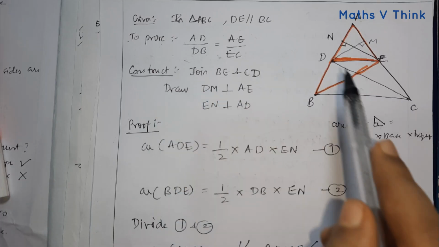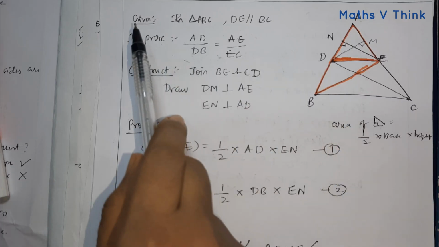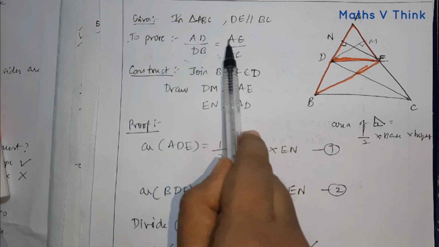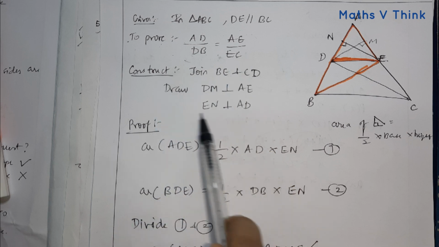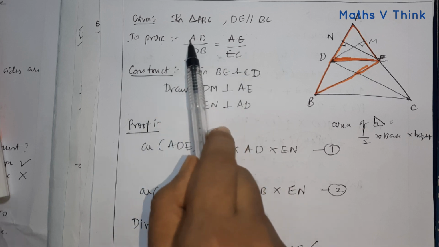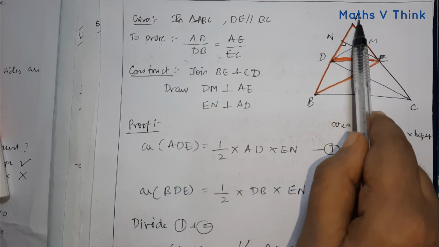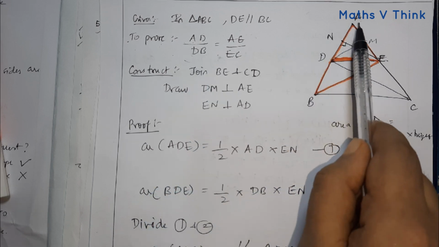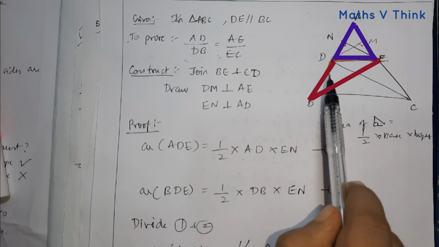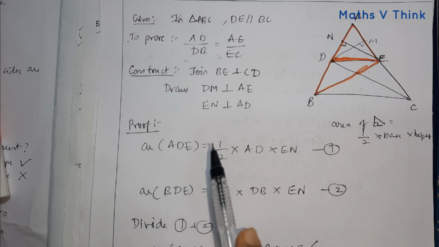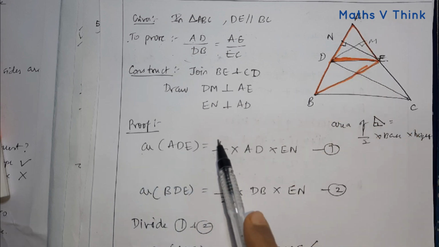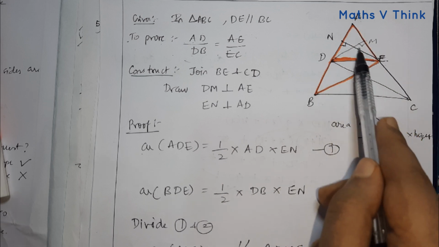Now I'll summarize you the entire theorem. So first you write the given which you know. To prove is AD by DB is equal to AE by EC. Then construction. Now proof. First take left part, AD by DB. So you need to take this triangle and then this triangle. So apply half into base into height formula. So applying area of ADE is equal to half into AD into EN.